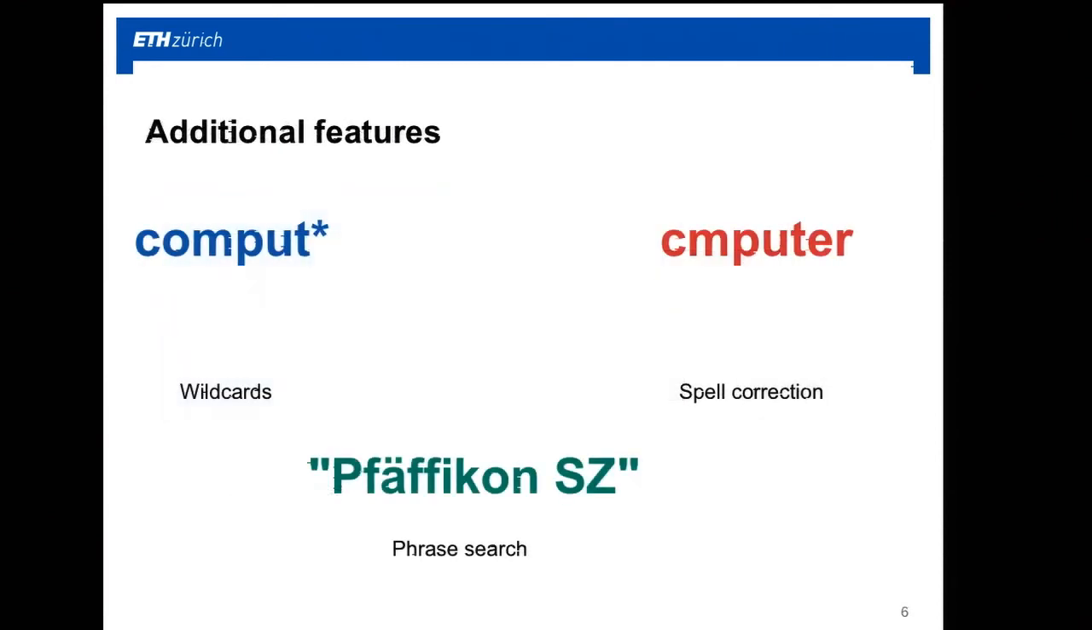We've seen these additional features. This is cool stuff that you can then support in your search engine. You can support wildcards, you can support spell correction, and you can support phrase search.